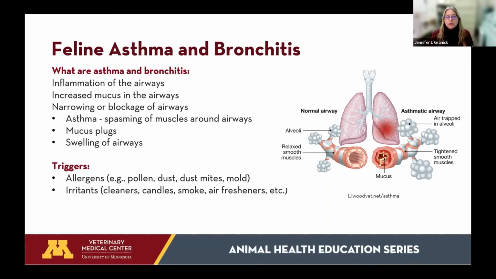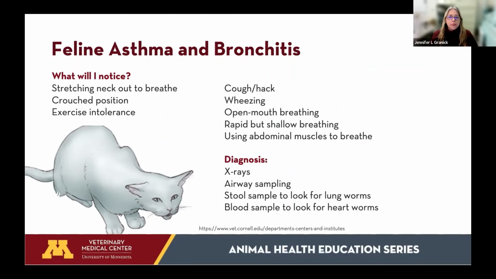Triggers for these conditions are things like allergens, pollen, dust mites, mold, grass, and then irritants in the environment like cleaners, candles, smoke, air fresheners. So anything in the environment that might be causing irritation can worsen the condition. Things that you would notice your cat doing is having a difficult time breathing, stretching out their neck, a kind of crouched position, not stopping play because they're having a hard time breathing. We can see coughing and wheezing. Cats may open their mouth to breathe, or they could be breathing really shallowly and rapidly, or even using their abdominal muscles to breathe.